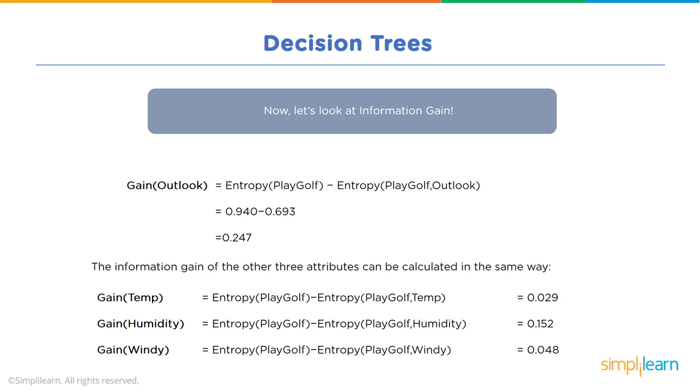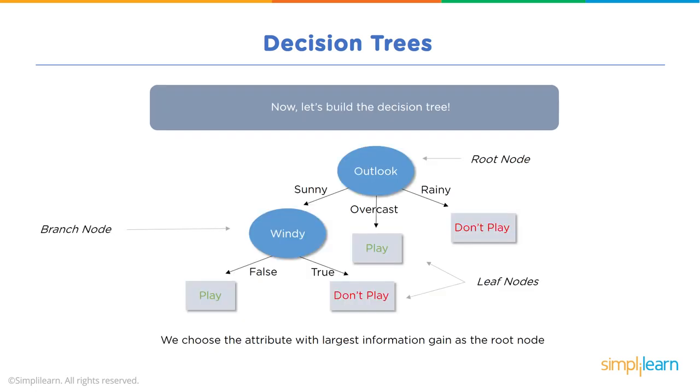Remember, we define entropy and we define information gain. The higher the information gain, the lower the entropy, the better. The information gain of the other 3 attributes can be calculated in the same way. So we have our gain for temperature equals 0.029. We have our gain for humidity equals 0.152. And our gain for a windy day equals 0.048. And if you do a quick comparison, you'll see the 0.247 is the greatest gain of information, so that's the split we want. Now let's build the decision tree.